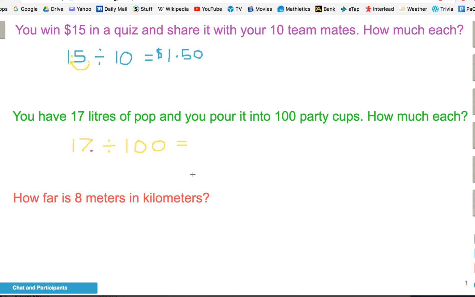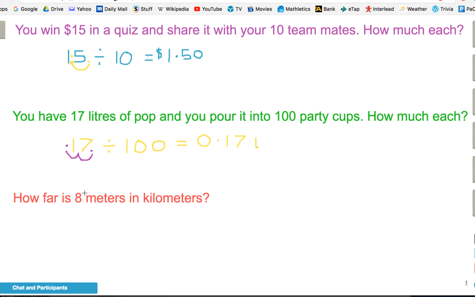So again, we think about where our decimal point starts. It starts after the 17, because it's 17 whole litres. We look at the number of zeros in the divisor. There are 2 zeros here. So we're going to move our decimal point 2 places along, like so. And it's always going to be just in front of the 1 there. So the answer is 0.17 litres. Okay. Again, we had a whole number, but by dividing by 100, we've turned that number into a decimal just by moving the decimal point along to the left, the number of zeros there are in the divisor.